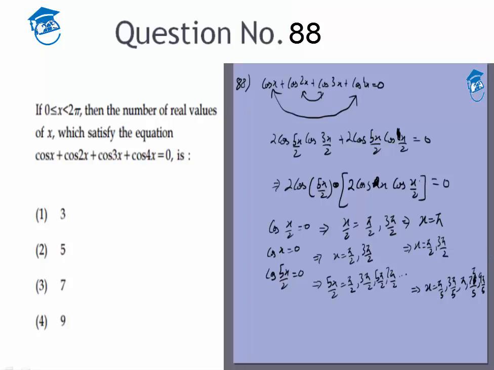So how many independent solutions do we have? This pi is already included here, so we don't need to include that again. 1, 2, 3, 4, 5 and 2. So we get a total of 7 solutions to this equation. So 7 solutions means the answer is option 3, which is 7.